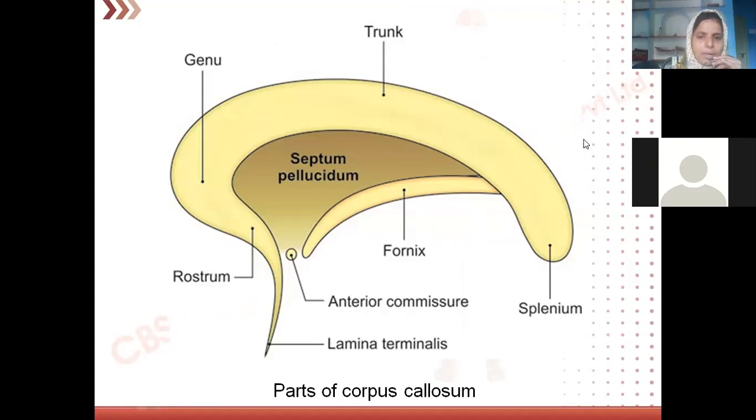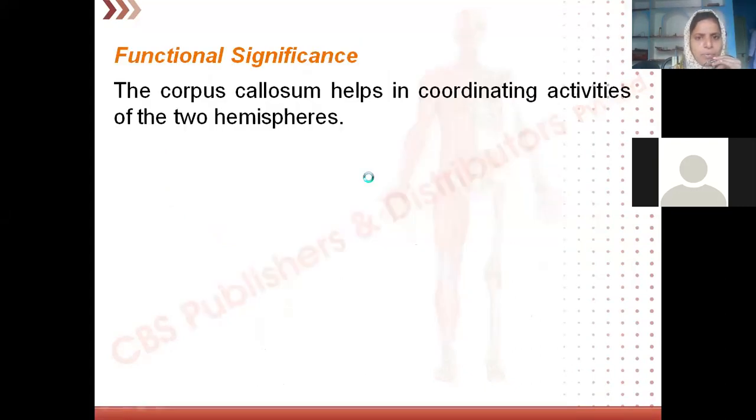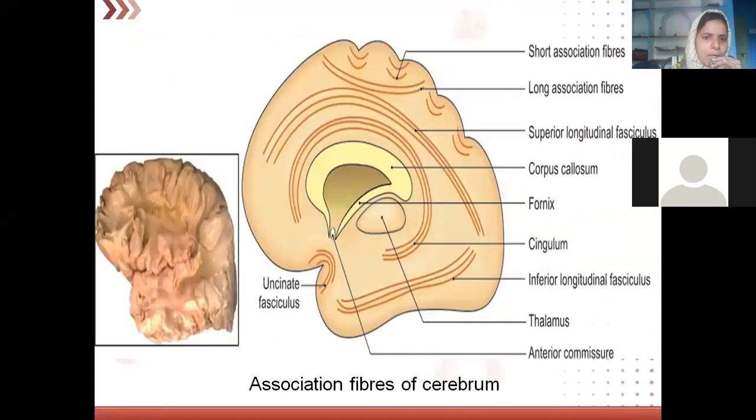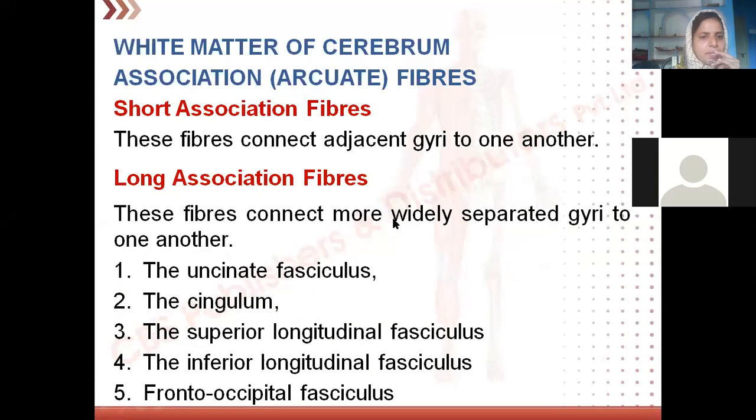For now, what you should know is that we are doing corpus callosum. See, this is the area. This is the right cerebral hemisphere and the left cerebral hemisphere. Between the two cerebral hemispheres, this connecting area is the corpus callosum. So this is the largest commissural fiber.